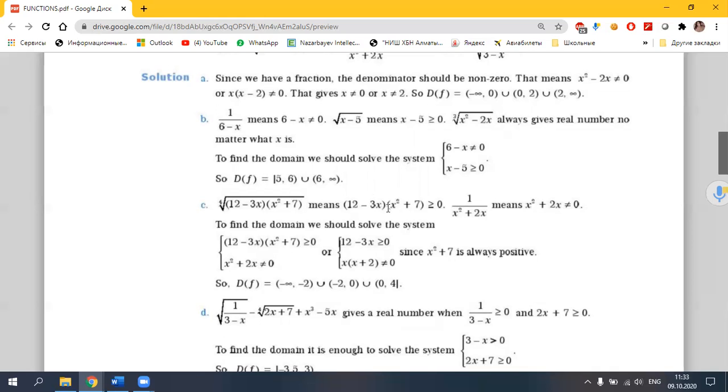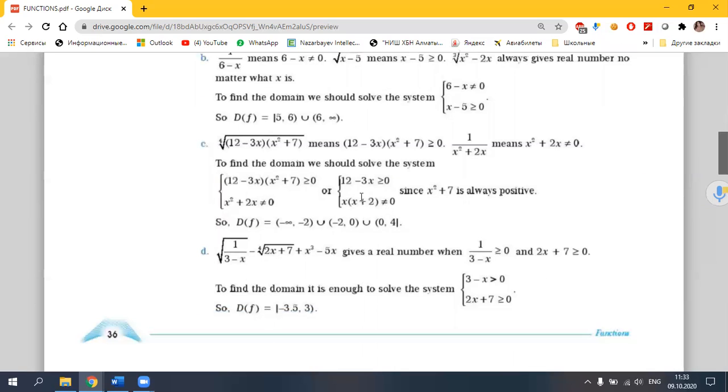So, to find the domain, we should solve the system. Бізде уже екі нәрсе болғандықтан, біз қиылысуын аламыз. We take the intersection of the system. Осы системаны шешіп, қиылысуын аламыз. So, the first expression is 12 minus 3x is greater than or equal to 0. 12 минус 3x үлкен не тең 0-ден дегенді аламыз.